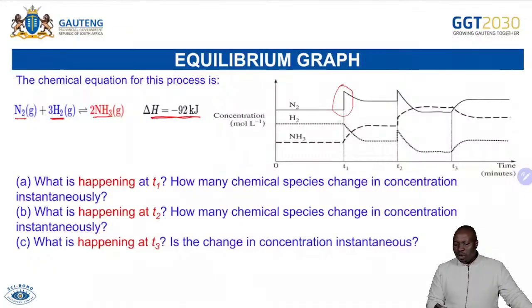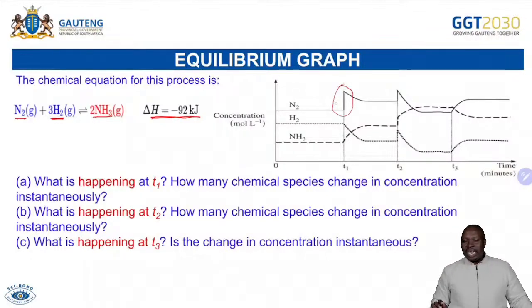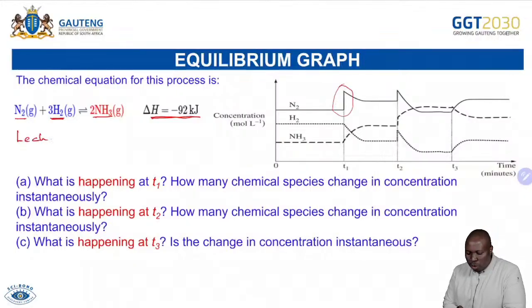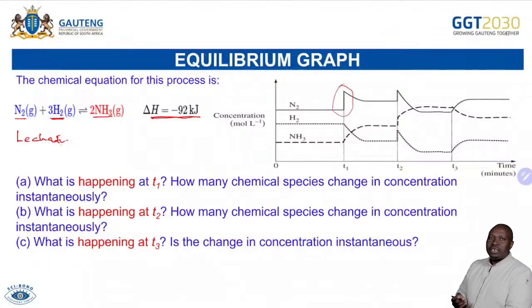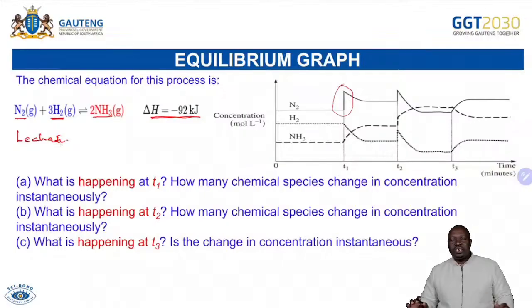So you can see that the concentration of N2 was increased, or you can say N2 was added. And you know that according to Le Chatelier's principle, remember, Le Chatelier's principle is saying that if the conditions of a system that is at equilibrium, a closed system at equilibrium, are disturbed, a reaction will take place that will cancel the effect of the disturbance.